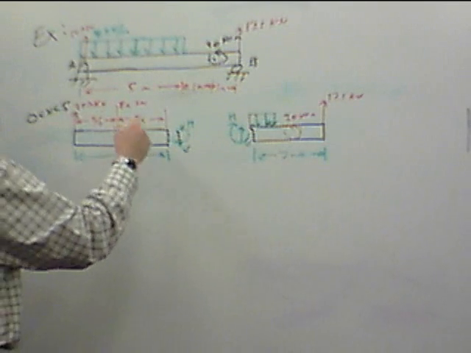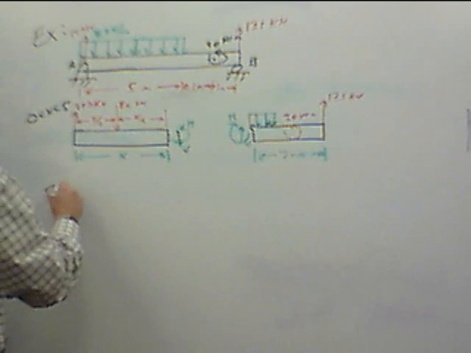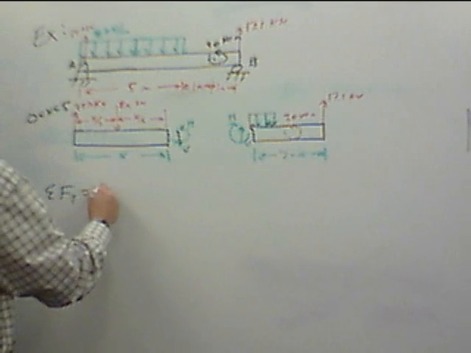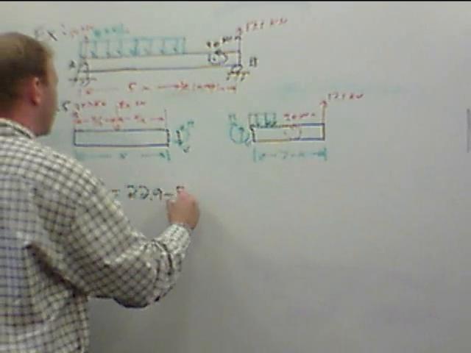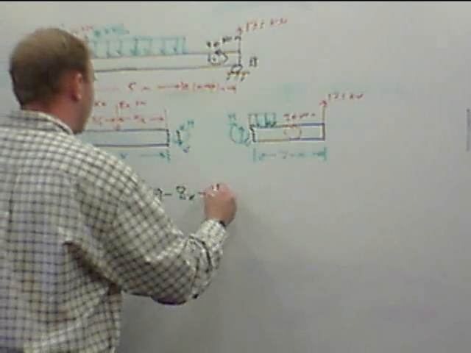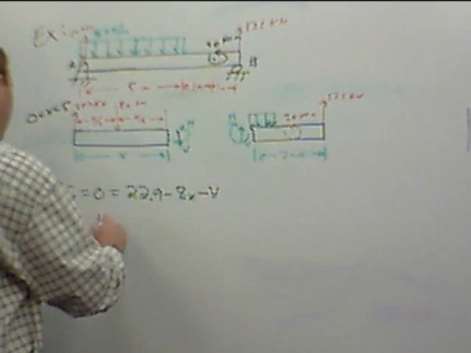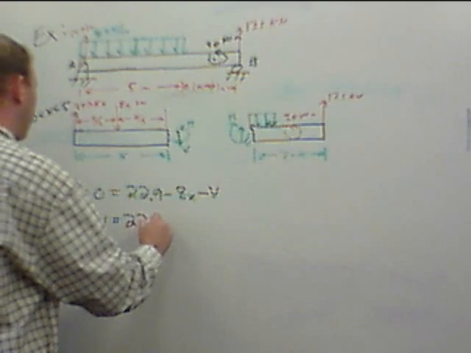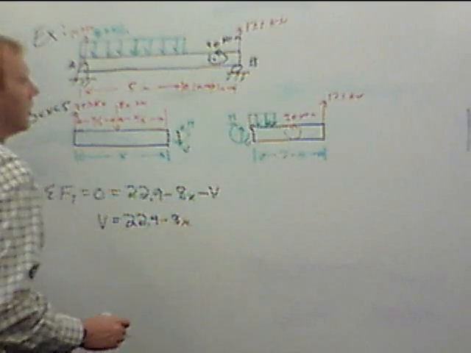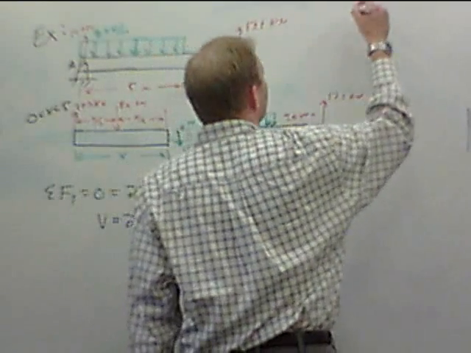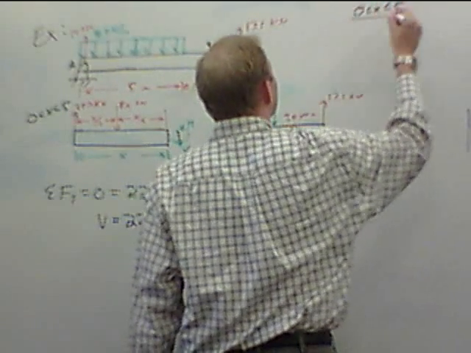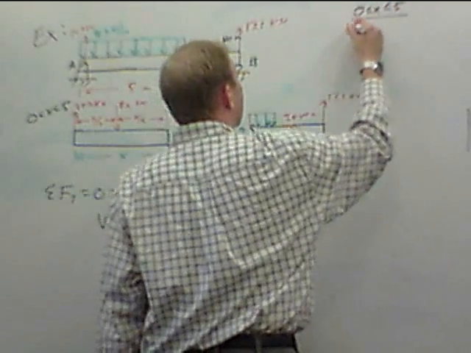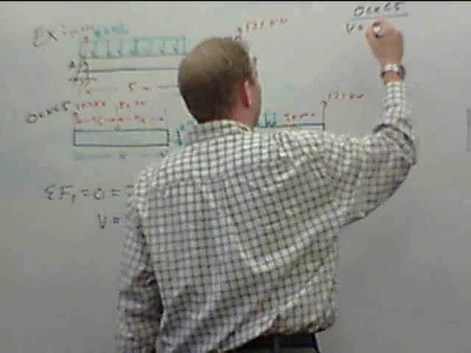With 3 forces acting vertically, we'll take the summation of forces in the y equals 0. That equals 22.9 minus 8x minus V. That gives us that V equals 22.9 minus 8x. So I'll write that over here again. We're going to have 0 less than x less than 5, and V equals 22.9 minus 8x.